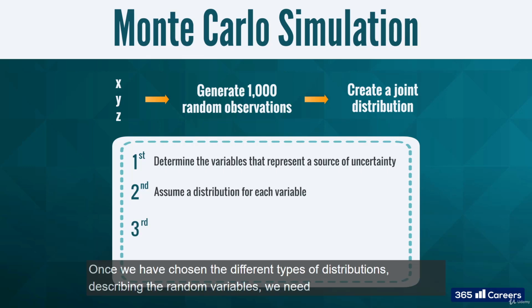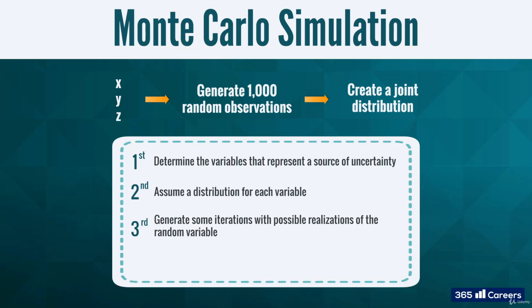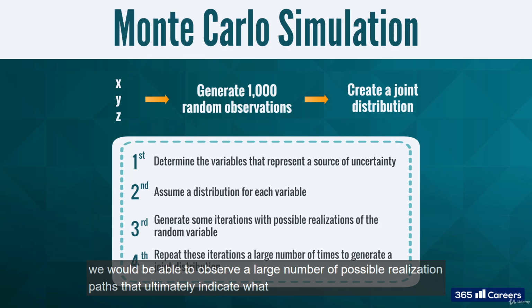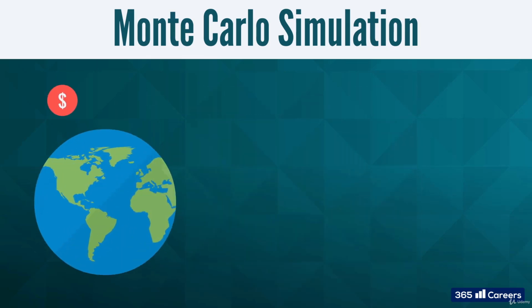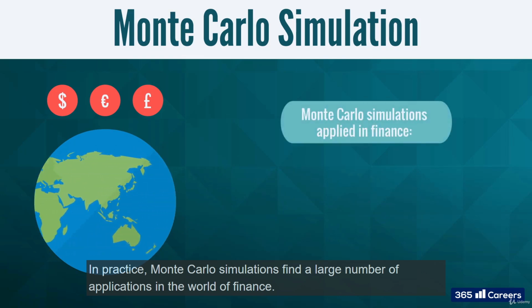Once we have chosen the different types of distributions describing the random variables, we need to carry out iterations with possible realizations for these variables. And fourth, by repeating the third step many times, hundreds but more likely thousands of times, we would be able to observe a large number of possible realization paths that ultimately indicate what could be expected in terms of the mean of the distribution.